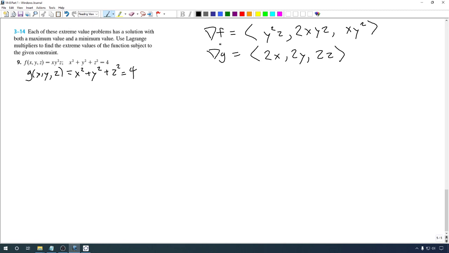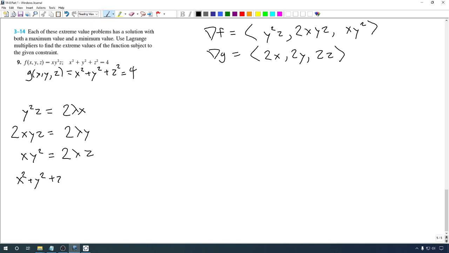Now, of course, the gradient of f is going to equal lambda times the gradient of g. I'm just going to immediately write that down as a system of equations. So I'm going to have y squared z is equal to 2 lambda x. Looking at the second one, we have 2xyz is equal to 2 lambda y. And then finally, xy squared is equal to 2 lambda z. Of course, we have a system of equations with 4 variables and 4 equations. We have to include that constraint as well. We have x squared plus y squared plus z squared is equal to 4. And we want to solve this system of equations with 4 equations and 4 variables.